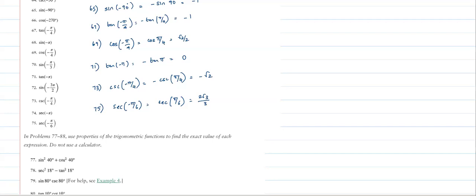Okay, so we're finding the exact values without using a calculator for the next set of problems. Let's see.